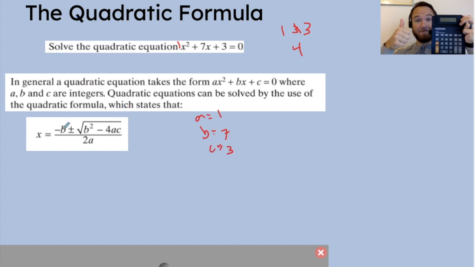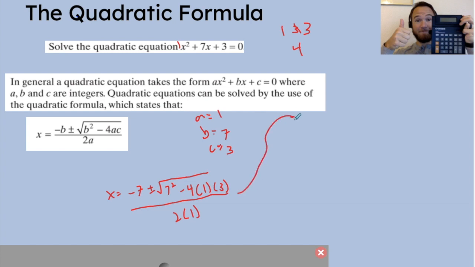Now we just go through and plug it in. So x equals negative b, so negative 7, plus or minus the square root of b squared, so 7 squared, minus 4ac, so 4 times 1 times 3, all of that over 2 times a.